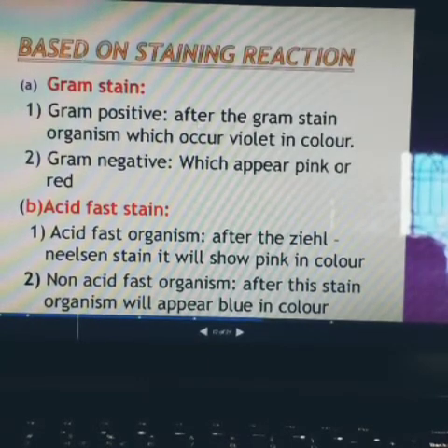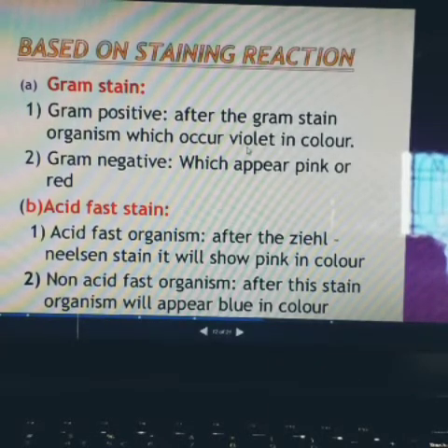So here, gram staining divides bacteria into two types, gram positive and gram negative bacteria. Gram positive bacteria after the gram staining appear violet in color. आप लोगों को पता है, gram negative bacteria appear pink or red in color. So ग्राम नेगेटिव में पिंक और रेड, ग्राम स्ट्रेनिंग में वायलेट एंड red.